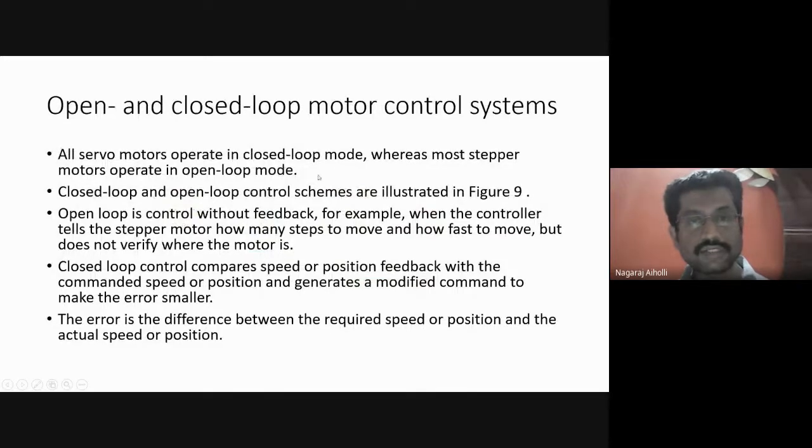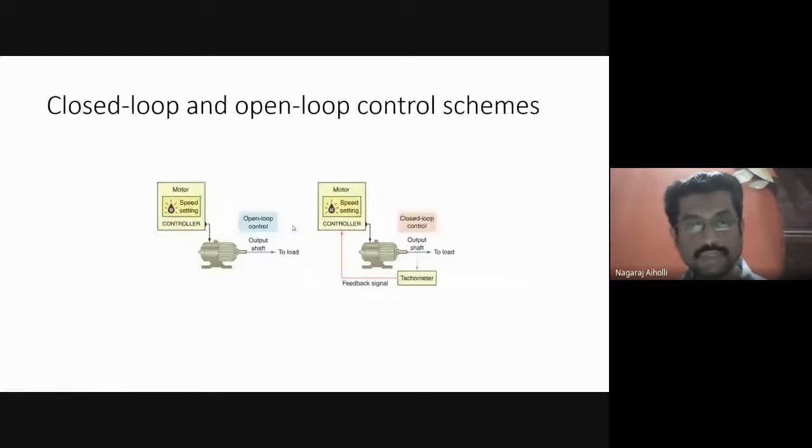All servo motors operate in closed loop mode, whereas stepper motors operate in open loop mode. Closed loop and open loop are shown in the figures here. Open loop is control without feedback. In the open loop, there is no feedback from output to input, whereas in closed loop, there is feedback from output back to the input.